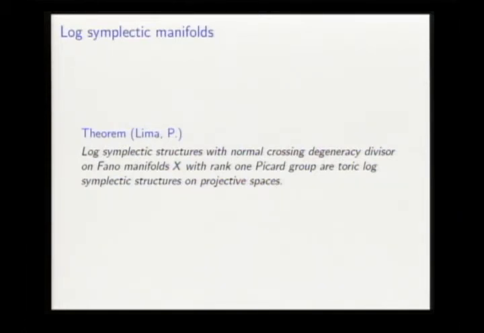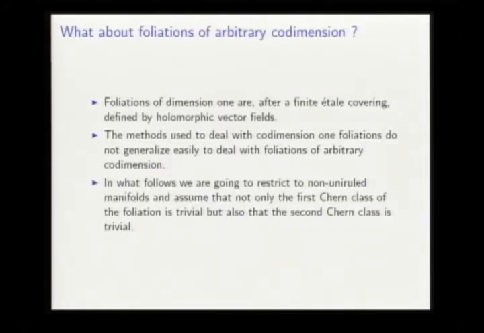I suspect that something like that should hold without this assumption, but there's some work to be done. I don't think that this is necessary. And of course, the conclusion would be that the manifold would be a toric manifold. Okay. And what about higher codimensions?